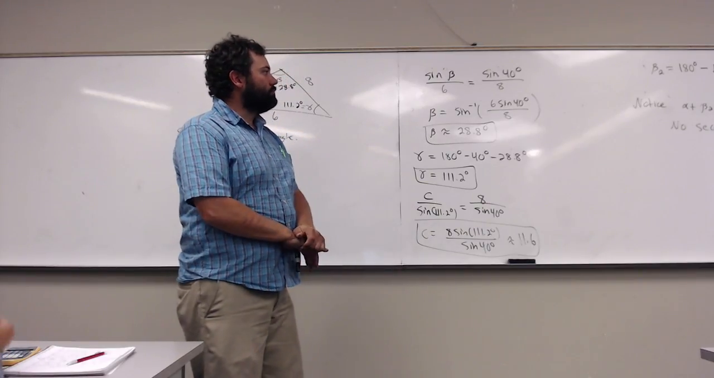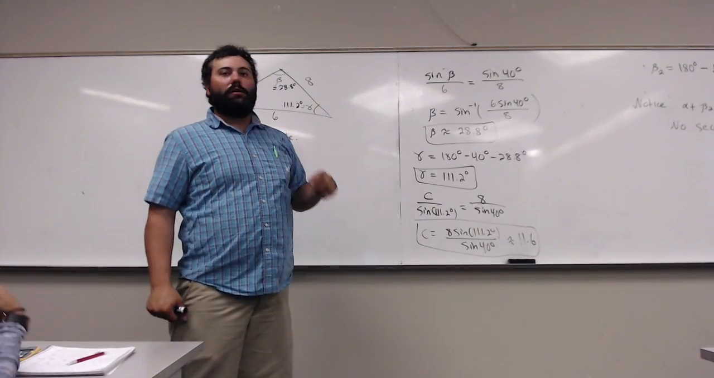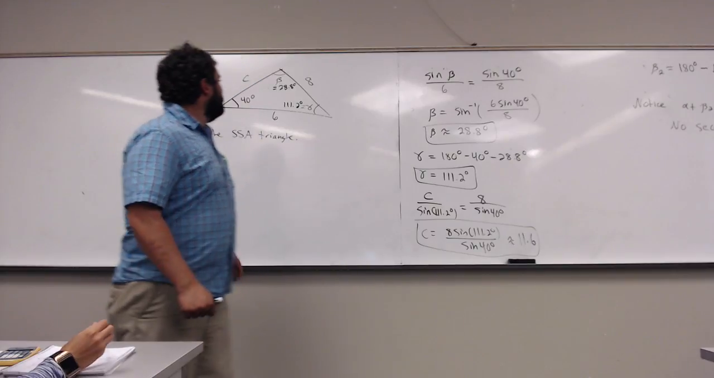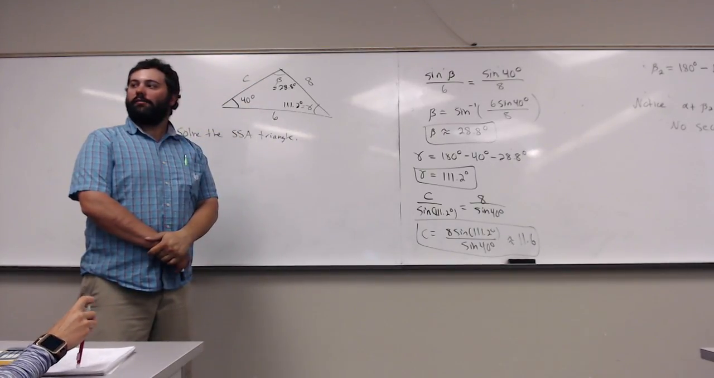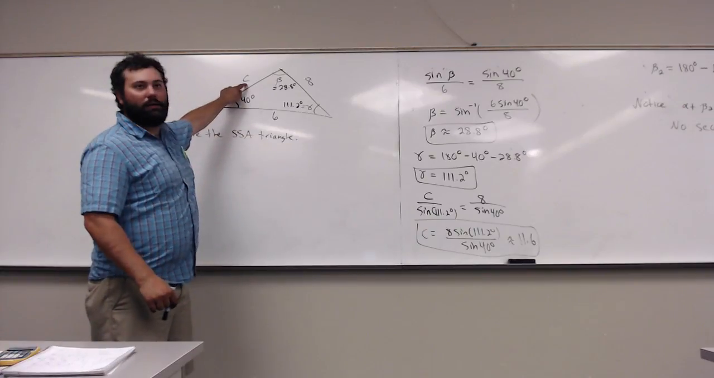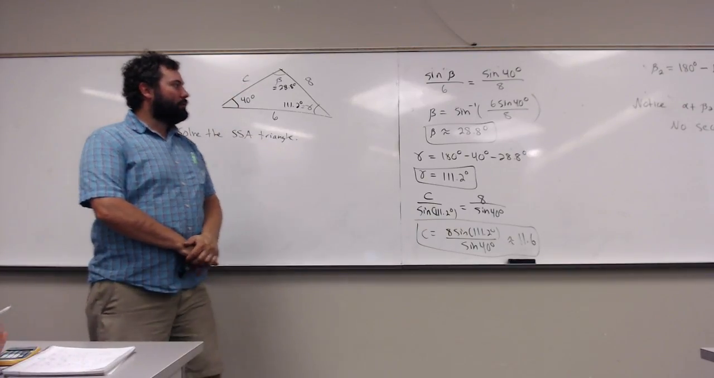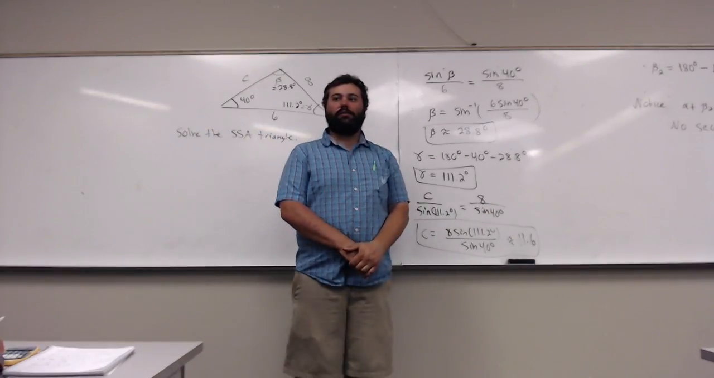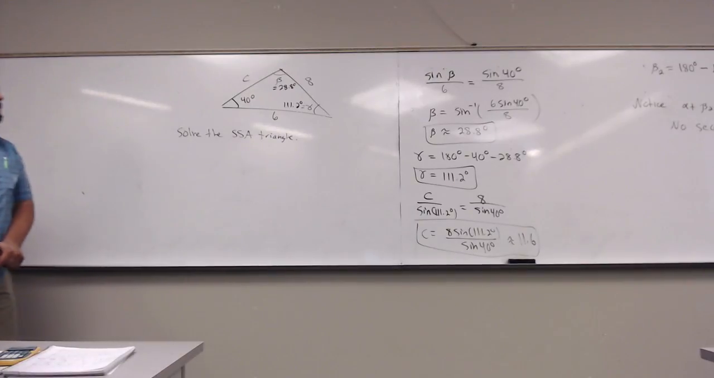Okay. If that was less than 180, you would be able to find your gamma 2, and you'd be able to find your other side, because you already knew two of the sides to begin with. Okay, does that kind of help the process? Any questions? Other questions?